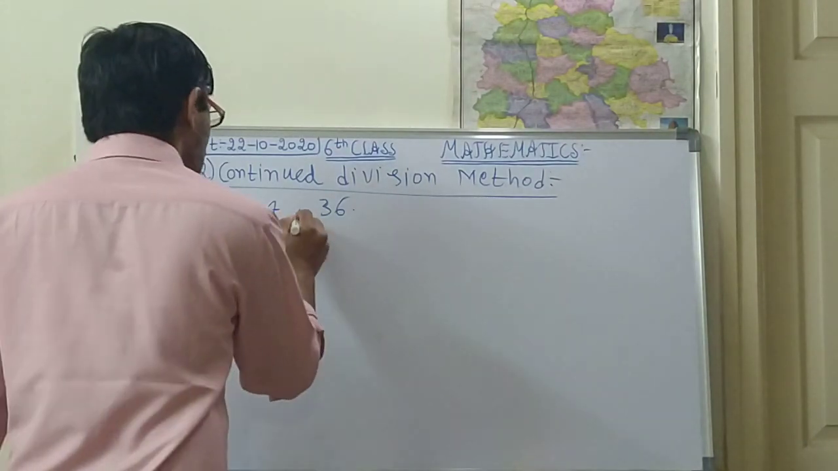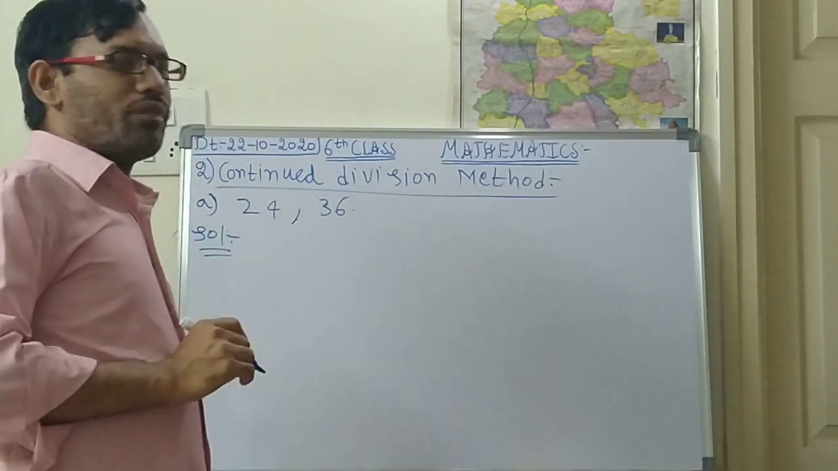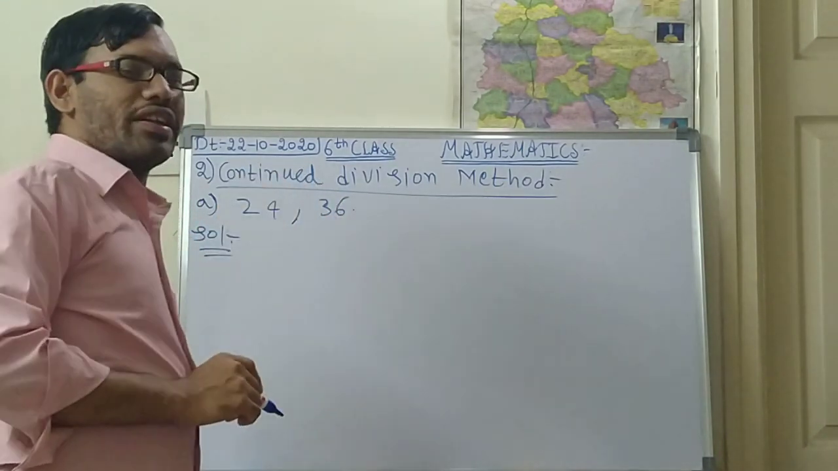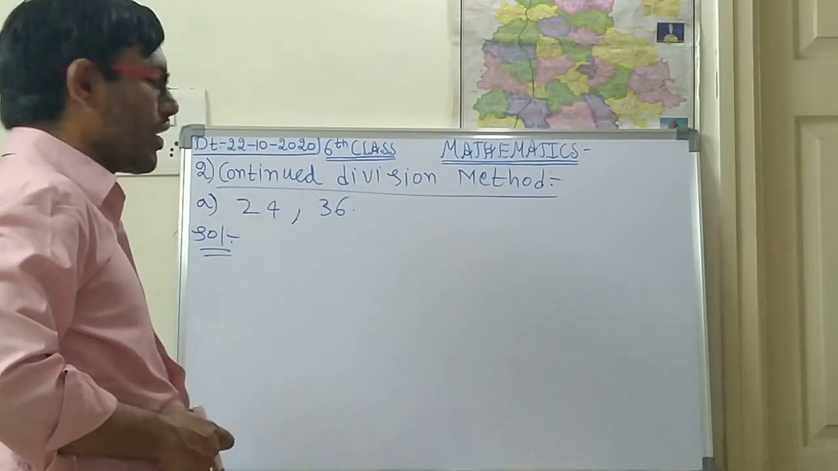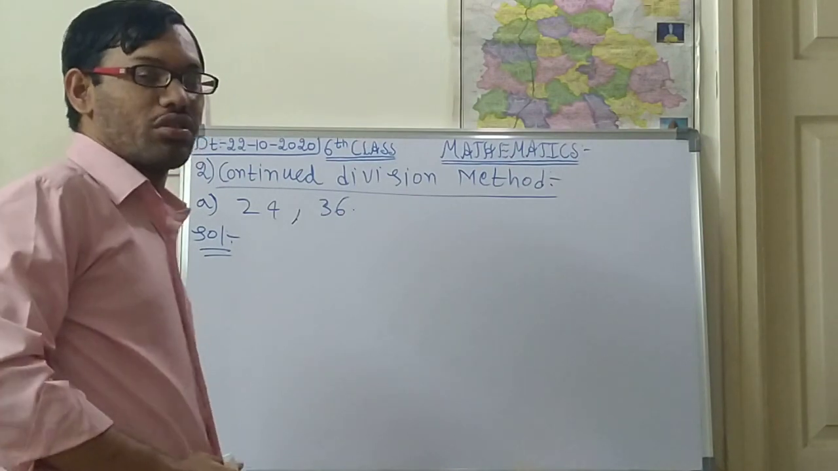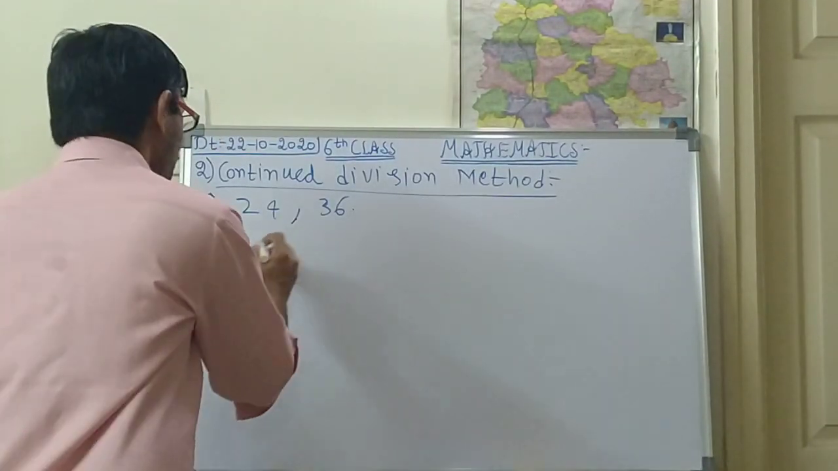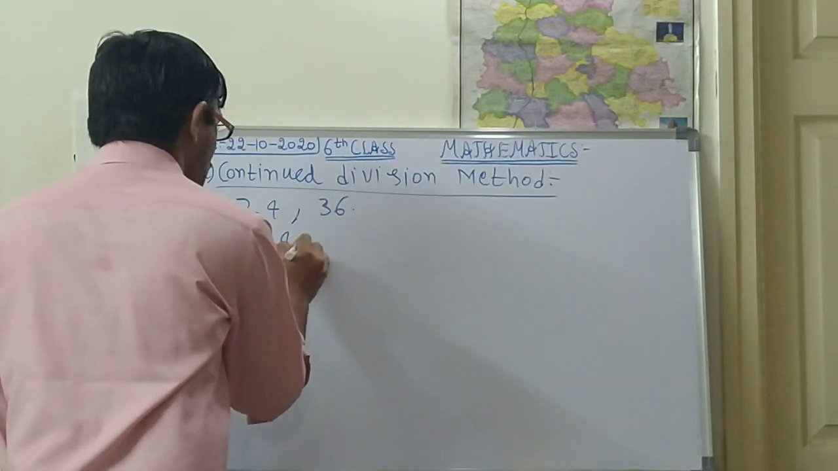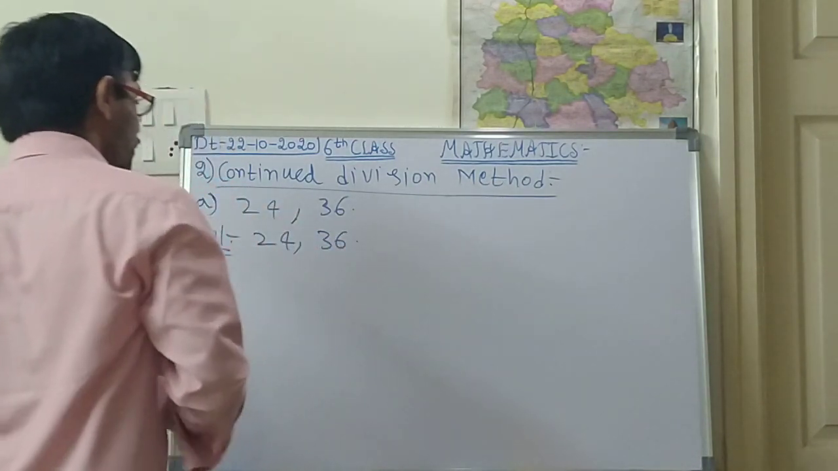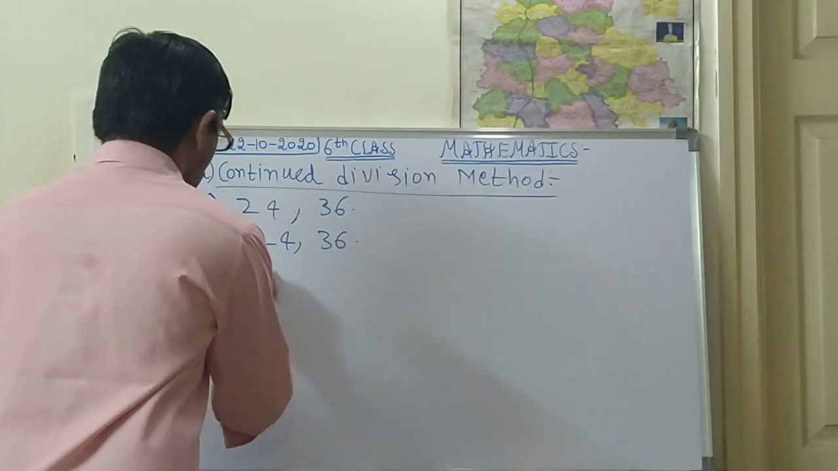For these two numbers, which is the greatest number? The greatest number should act as the dividend. That means the first step is 24, 36. So after writing this, this is step 1.